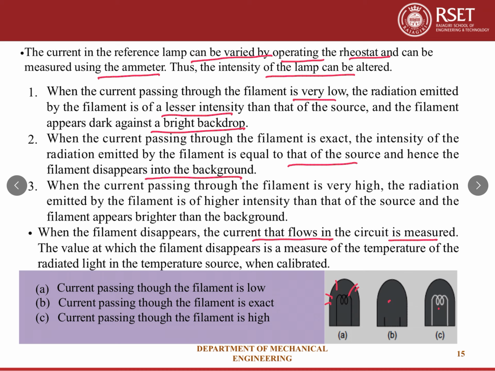So the intensity of light radiation emitted by the hot body is compared with the light radiation emitted by the filament, whose intensity can be varied by varying the current supplied to the filament. So up to a particular point, both the brightnesses match. Then the current through the filament is measured using the ammeter. That current is converted to a temperature reading based on the calibration.